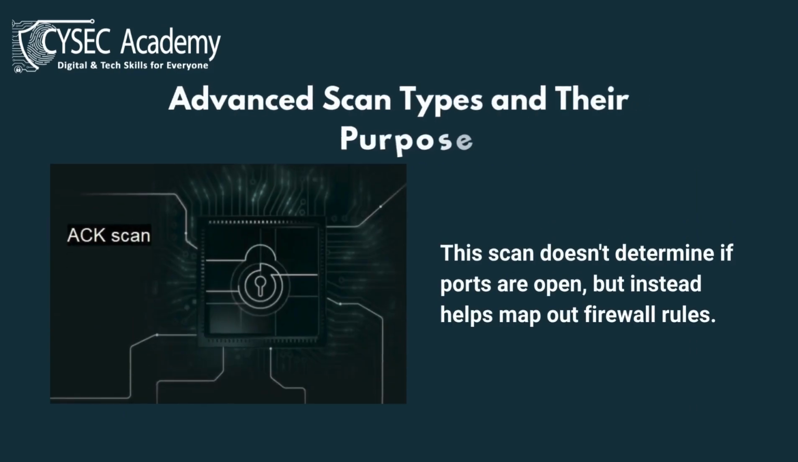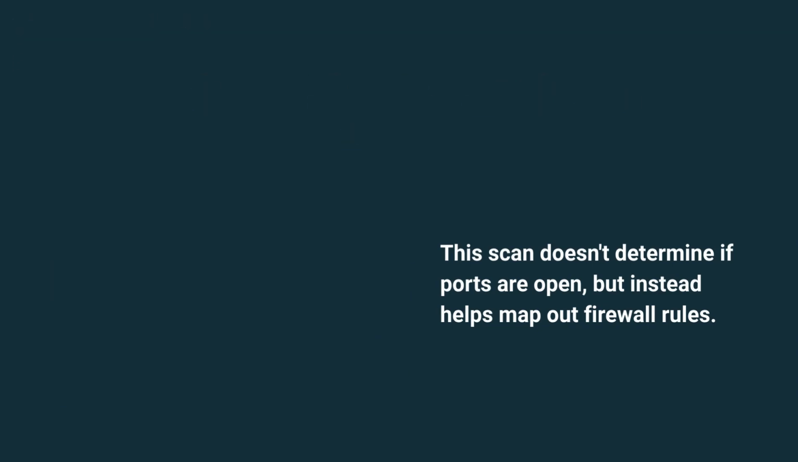ACK scan. This scan doesn't determine if ports are open, but instead helps map out firewall rules. It sends an ACK packet to a port. If a firewall is present and stateful, it will block the packet. If a firewall is not present or is misconfigured, the packet will get through, allowing you to map out which ports are filtered versus unfiltered.